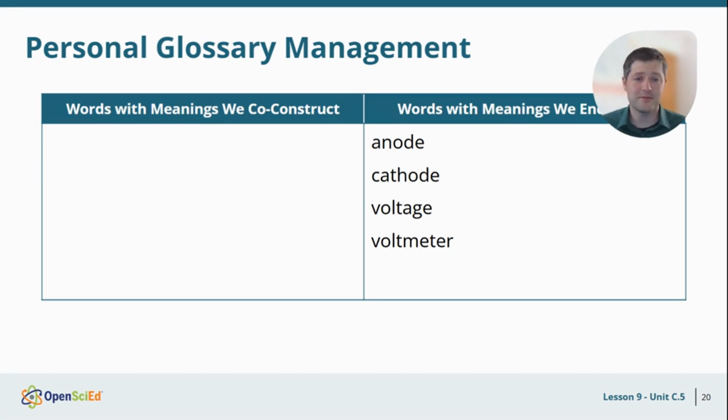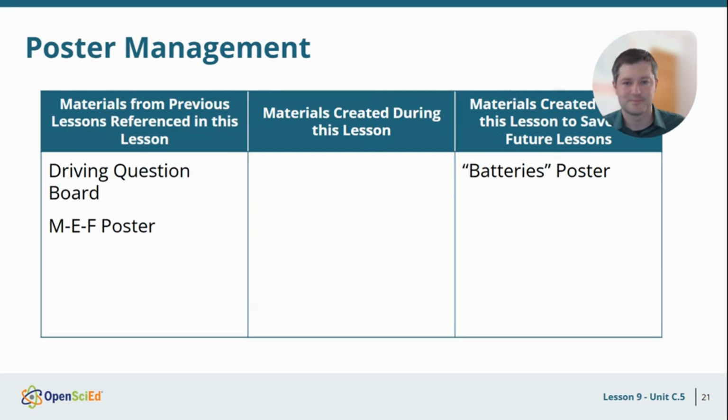In terms of vocabulary in this lesson, the key terms that we encounter are anode and cathode. You could also add electrode as a general term for those, as well as voltage and voltmeter. We don't necessarily co-construct these terms in this lesson because really the big ideas we are using in this lesson are reapplying, reusing ideas we built previously in the course. The new terms are just there and we encounter them to allow us to apply it to a new context.